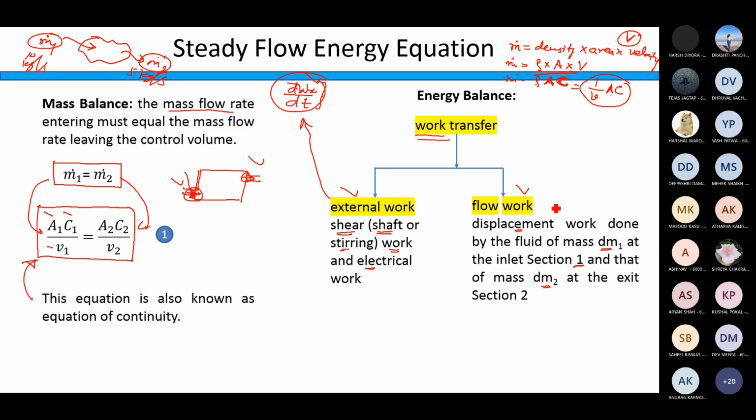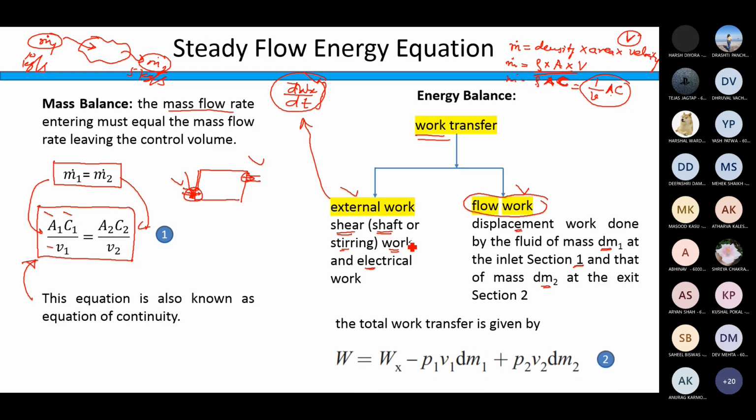So these two we have to consider here in flow work apart from the external work. That's the idea. So the total work transfer we will calculate like this. So W is the total work transfer, which includes both this dWx by dt, which is external work, plus the flow work, right? So you should write it like this. So W is the total work transfer, which will be equal to Wx. Now this Wx is this component, external work, minus P1 V1 dm1.